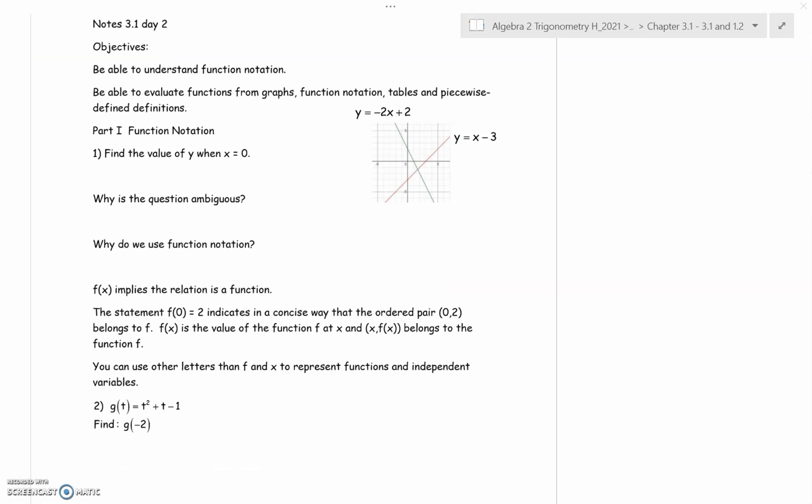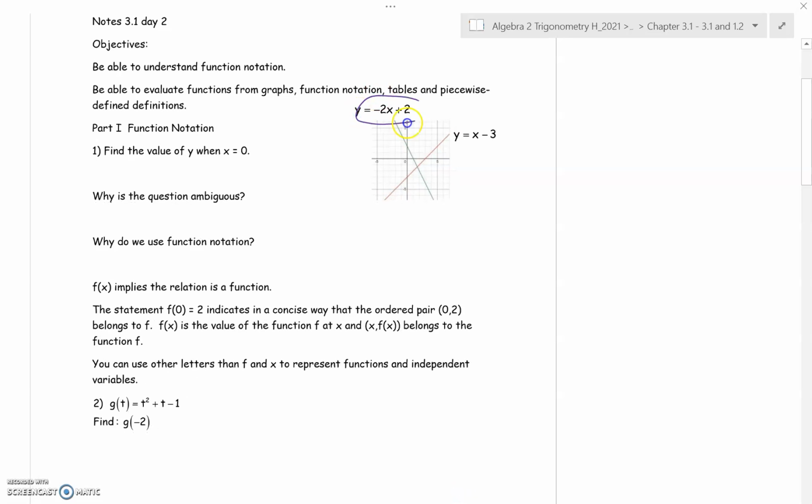Okay, so hopefully you're thinking, if x is 0 for this particular function right here, you would have y equals 2. But if x were 0 for this particular function, you'd have y equals 3. So the question is, which function are you referring to? The question's ambiguous because I might ask you, which function are you talking about?